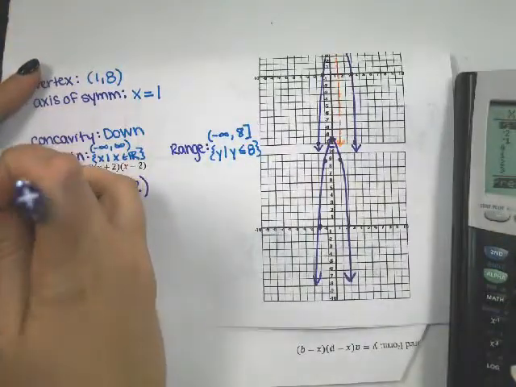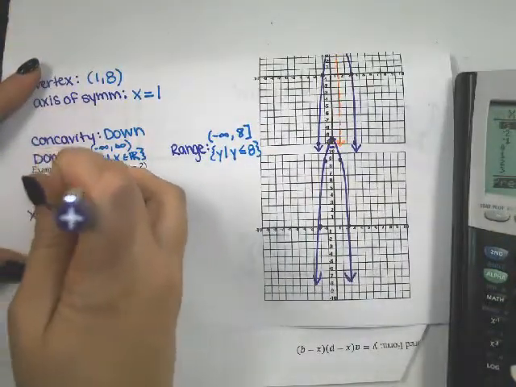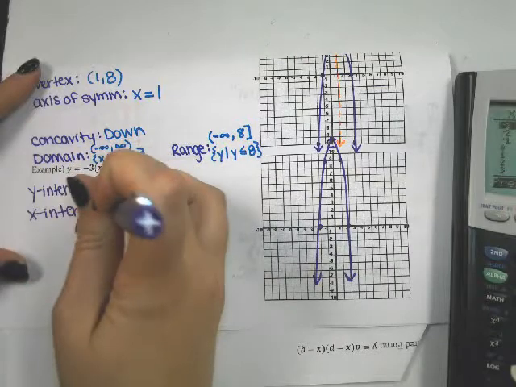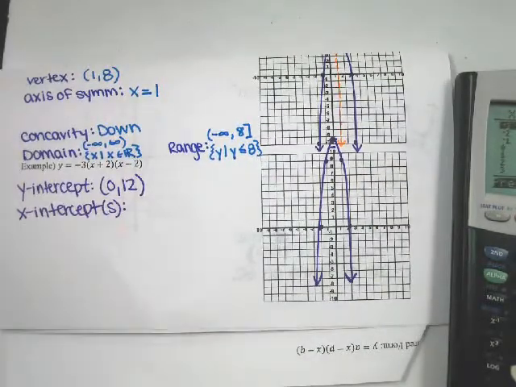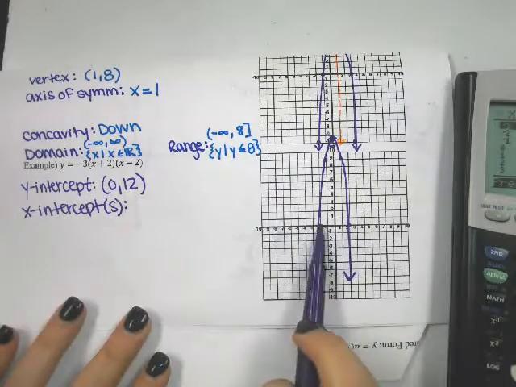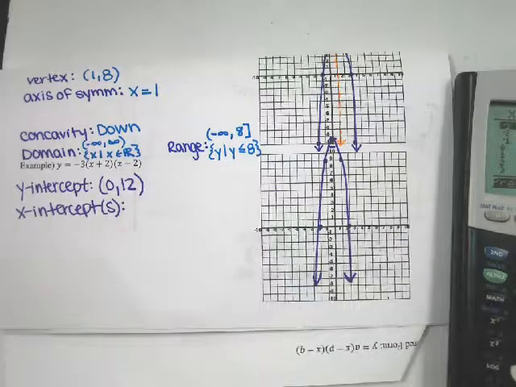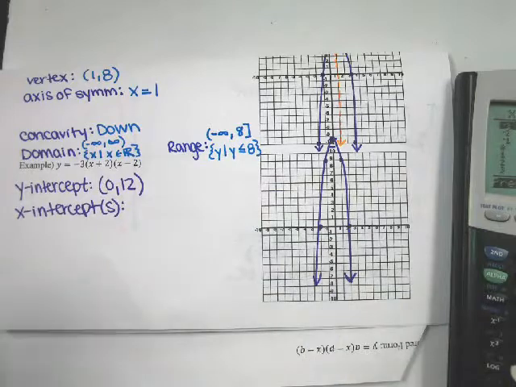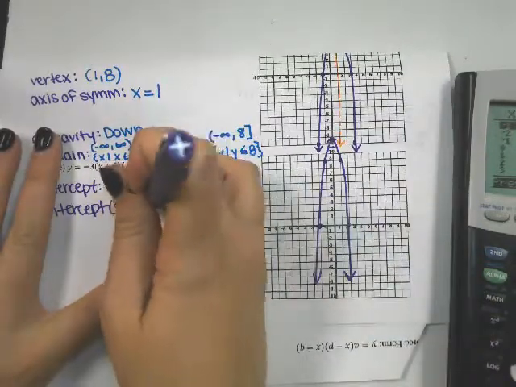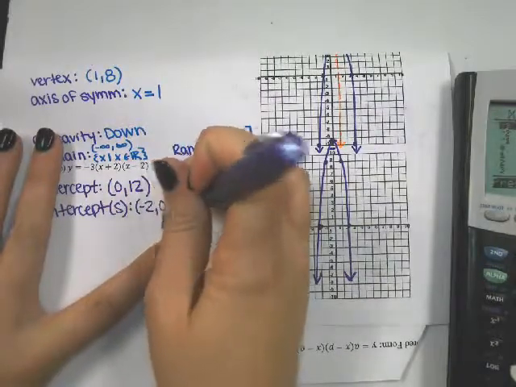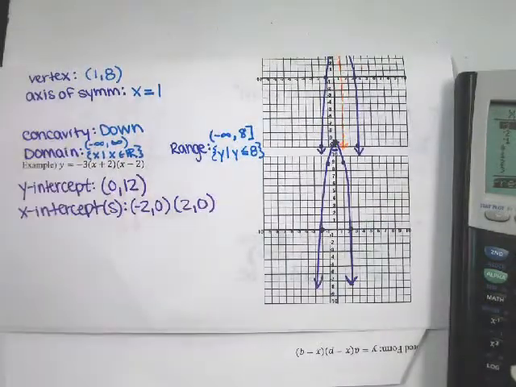The next thing, let's see, x-intercepts. X-intercepts are our points where we're crossing the x-axis, so here and here, and we just list those points. In this case, they are nice whole numbers, so we just write them down. We've got (-2, 0) as an x-intercept, and (2, 0) as our other.